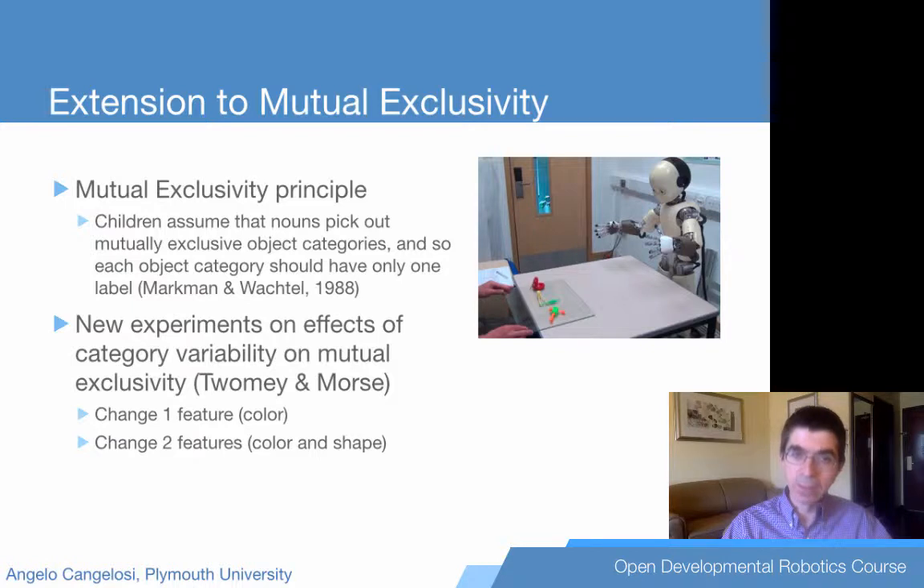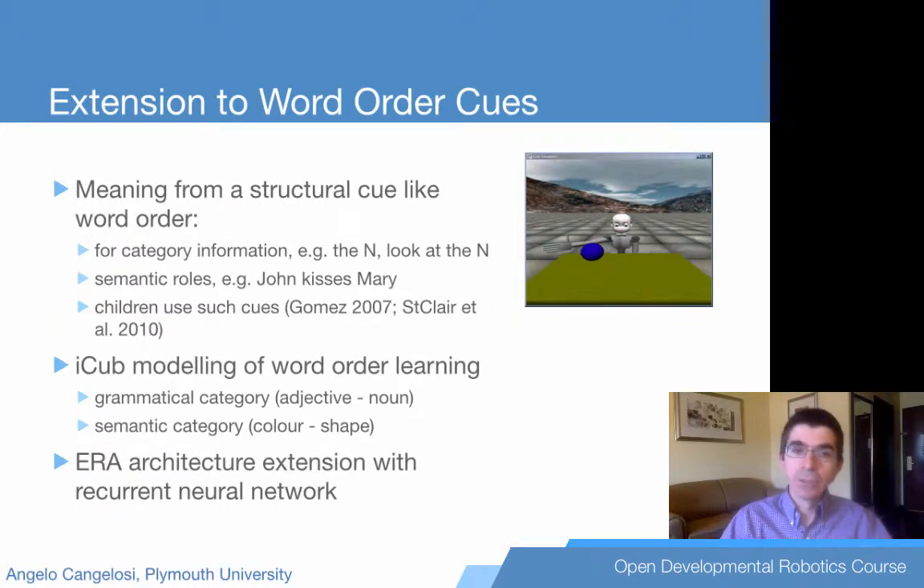What Cathy Tomei is doing is to understand better how you can break this mechanism. So typically you do mutual exclusivity experiments with one instance of the object, same color, same shape. So what they've done in Sussex is to change the features of the object. So in change 1, you only change the color of the same shape. Change 2, you can change slightly the shape of the object, in addition to changing the color. And they show that in specific situations, the mutual exclusivity approach stops working. So Katie came to Plymouth, and we were able to demonstrate that the same ERA architecture can be adapted to represent this phenomenon.